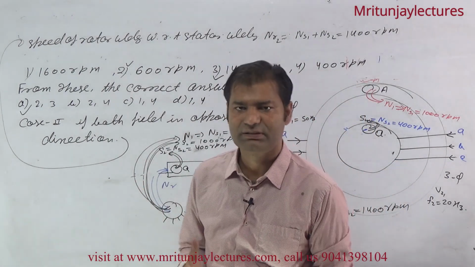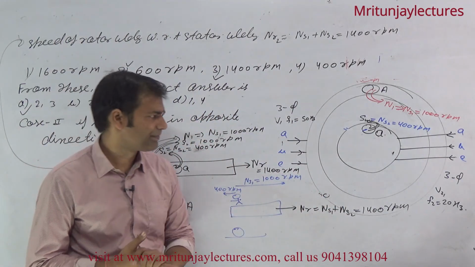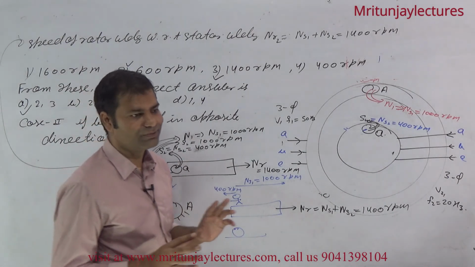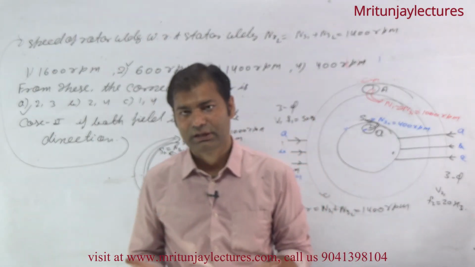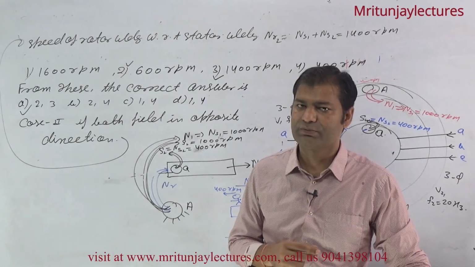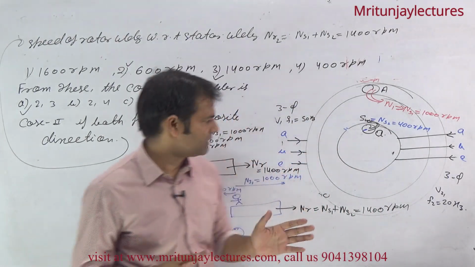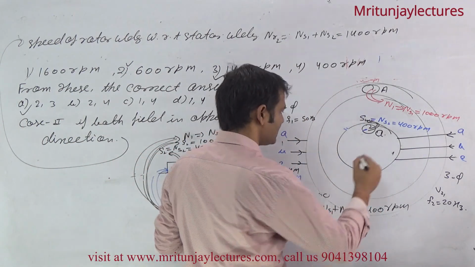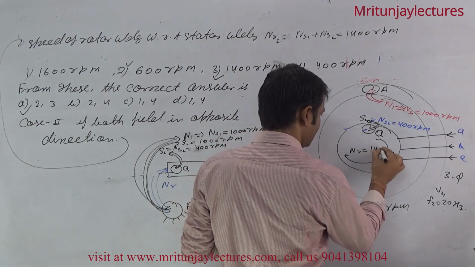I have already discussed this concept in the double excitation induction motor. If any doubt, see the previous lecture. Is it clear? There are two possibilities because the question does not state whether the supply on the rotor side or stator side is positive sequence or negative sequence. That's why there are two possibilities: first, if both fields are in the same direction, or if both fields are in opposite directions. Then the rotor speed NR is 1400 rpm. Clear? Make it.